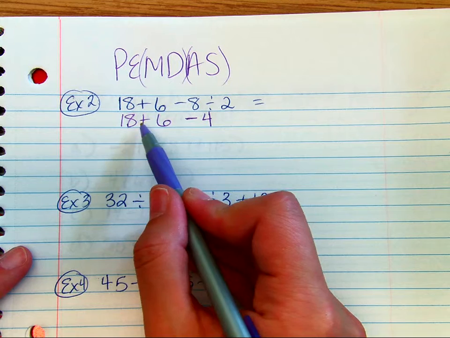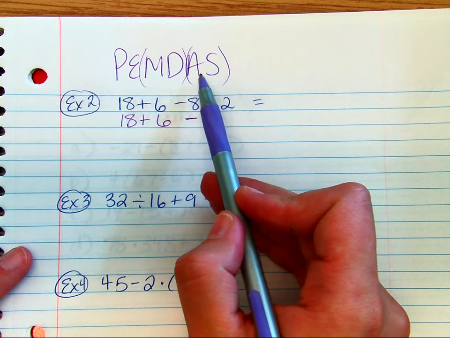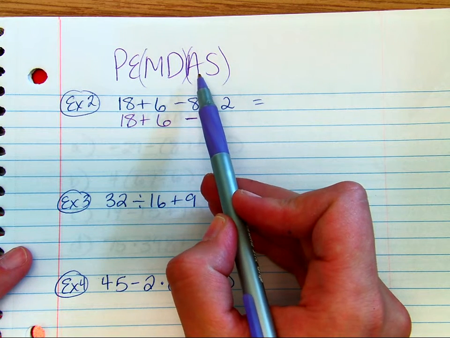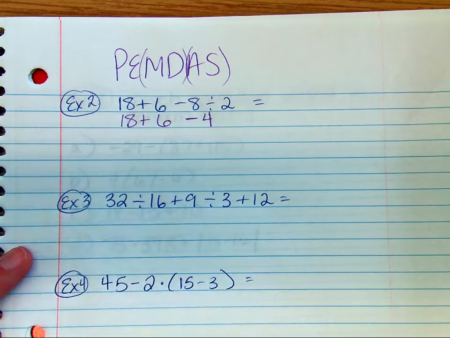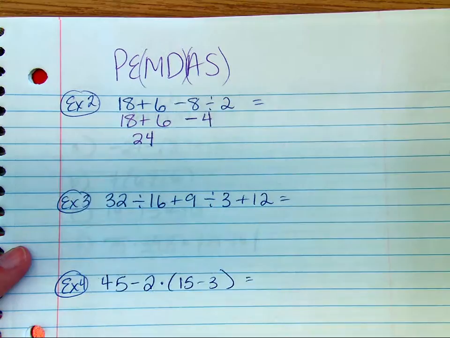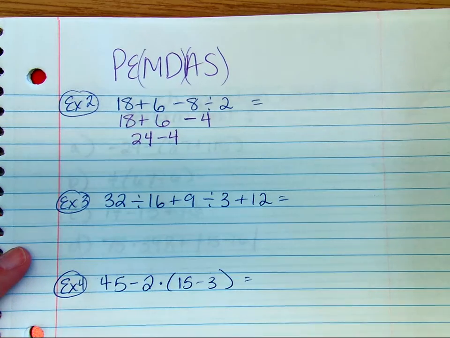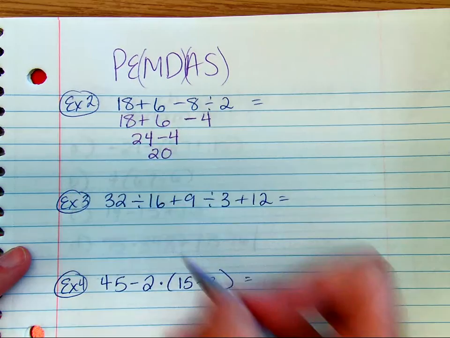Okay, now I'm left with addition and subtraction. Now when I have addition and subtraction, it just matters which order they come in the problem, and I go from left to right. So I'm going to do 18 plus 6 first. That gives me 24. Bring down the minus 4 because I haven't used that yet, and I'm left with 20.